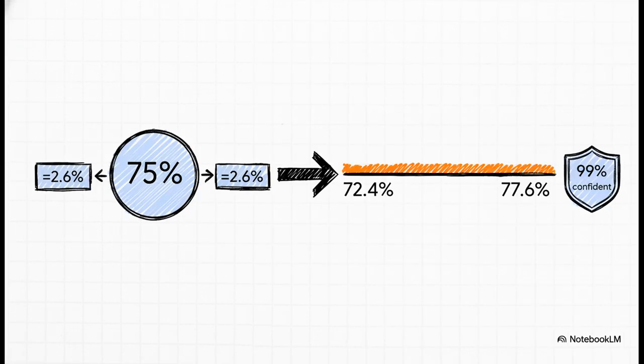You take 75% minus 2.6%, which gets you 72.4%. Then you take 75% plus 2.6%, which is 77.6%. And that gives us our final powerful statement. We are 99% confident that the true percentage for all American adults falls somewhere in that range. See how much more informative and useful that is than just saying 75%?